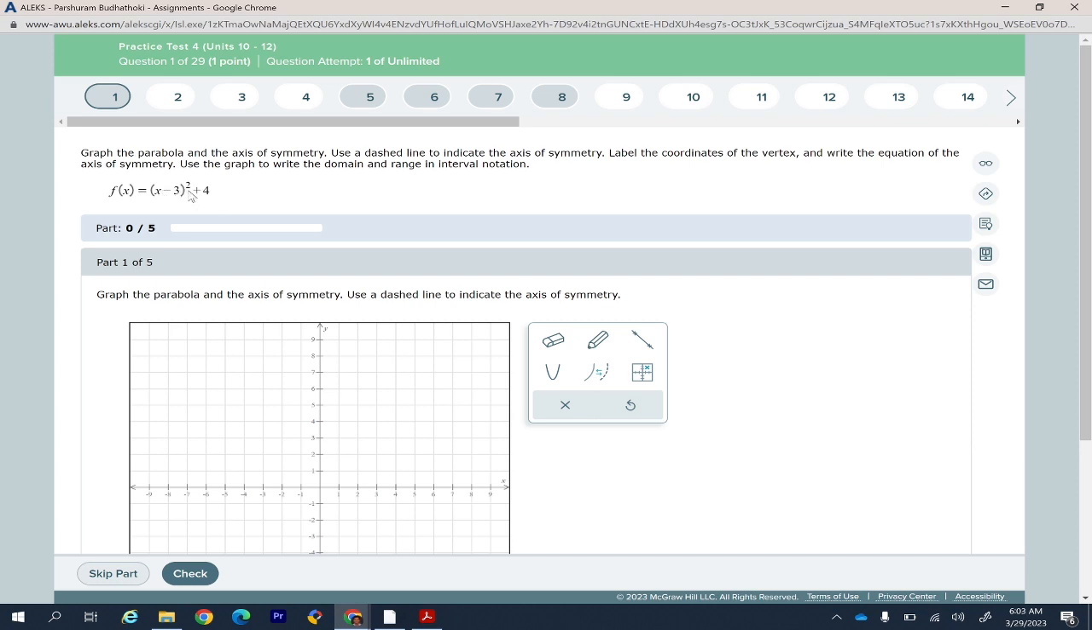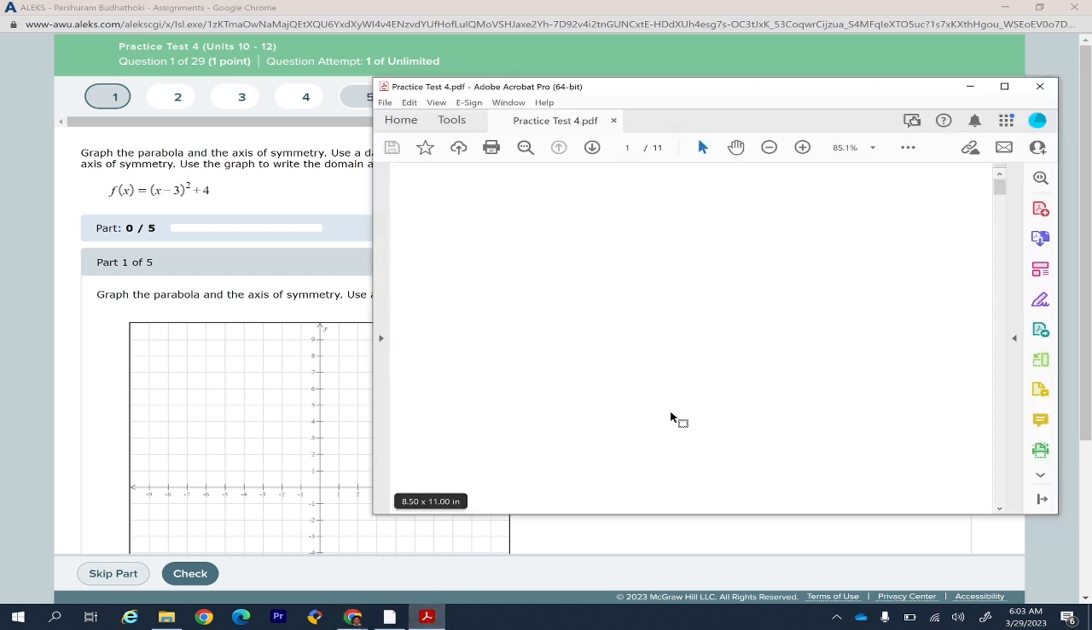First of all, find the vertex. Vertex is 3 comma 4. And then I need at least 1 point, so I'm going to choose a point, let's say x equal to 2. This is the function f of x equal x minus 3 whole square plus 4. The vertex is coming from this 3 comma 4.